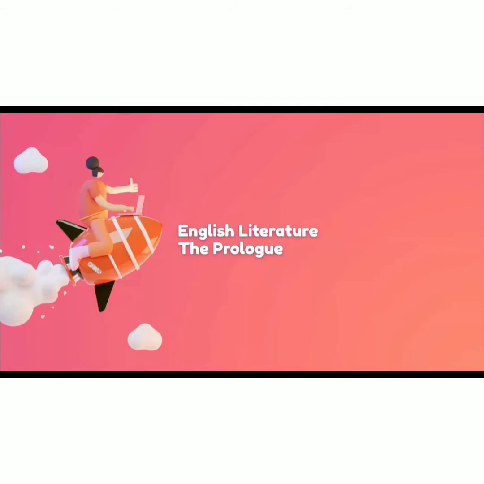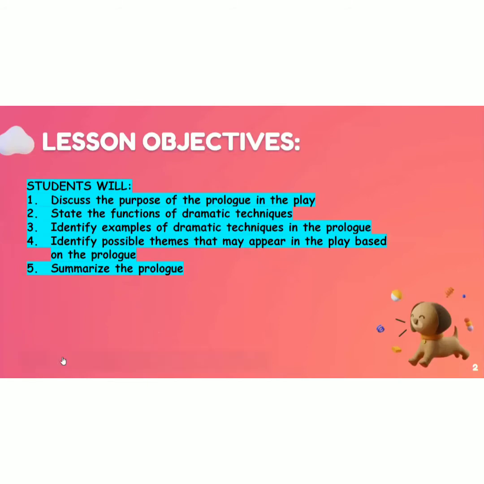In today's class, we're going to do a brief analysis and summary of the prologue. Our lesson objectives: discuss the purpose of the prologue in the play, state the functions of dramatic techniques, identify examples of dramatic techniques in the prologue, identify possible themes that may appear in the play based on the prologue, and summarize the prologue.